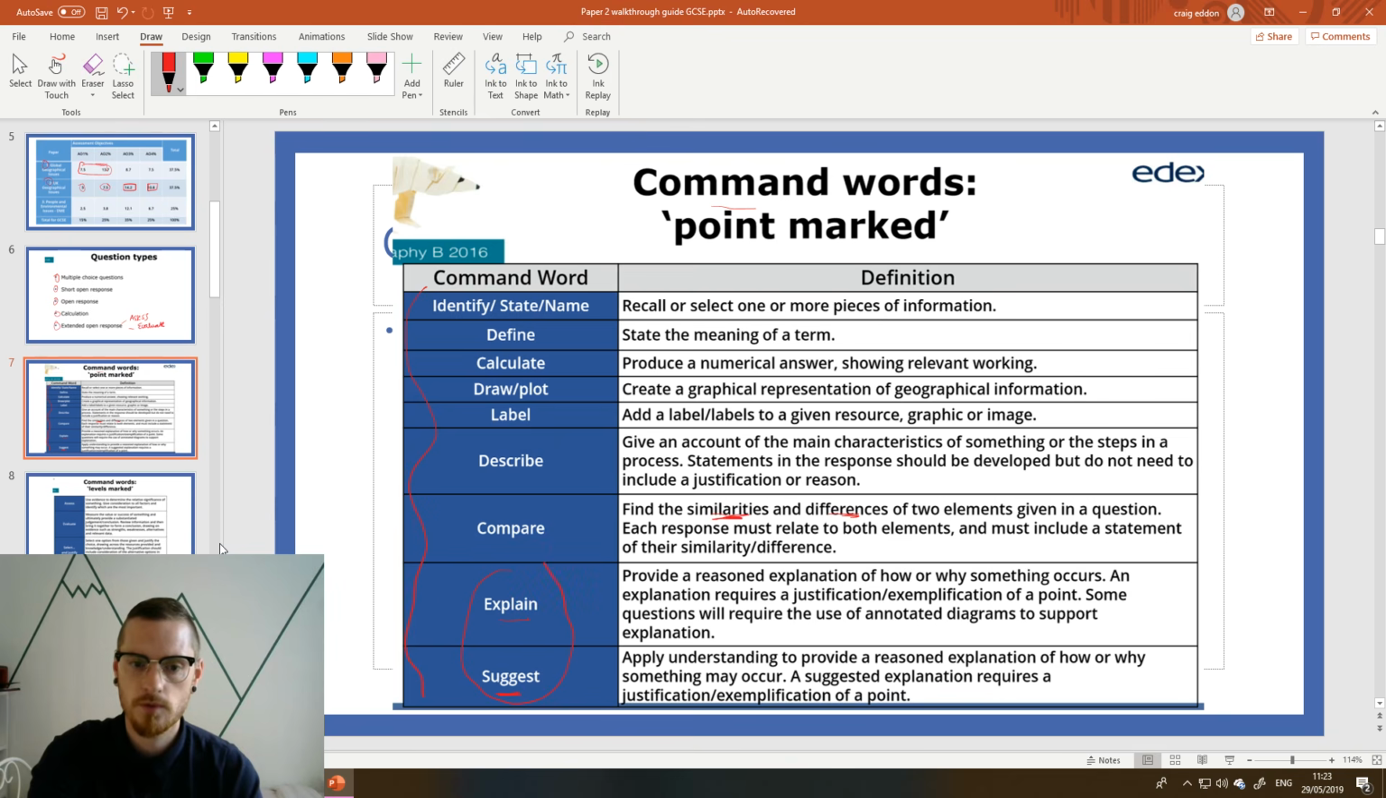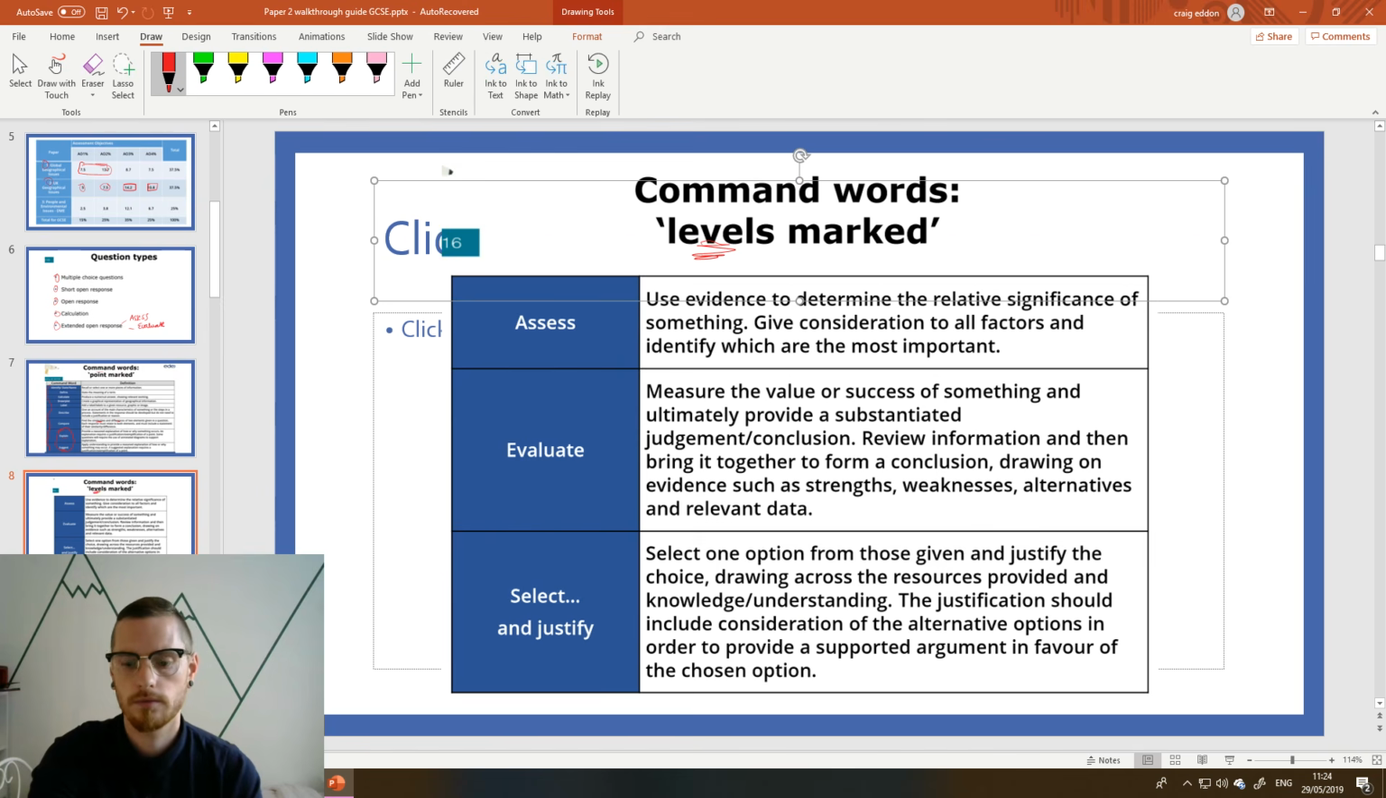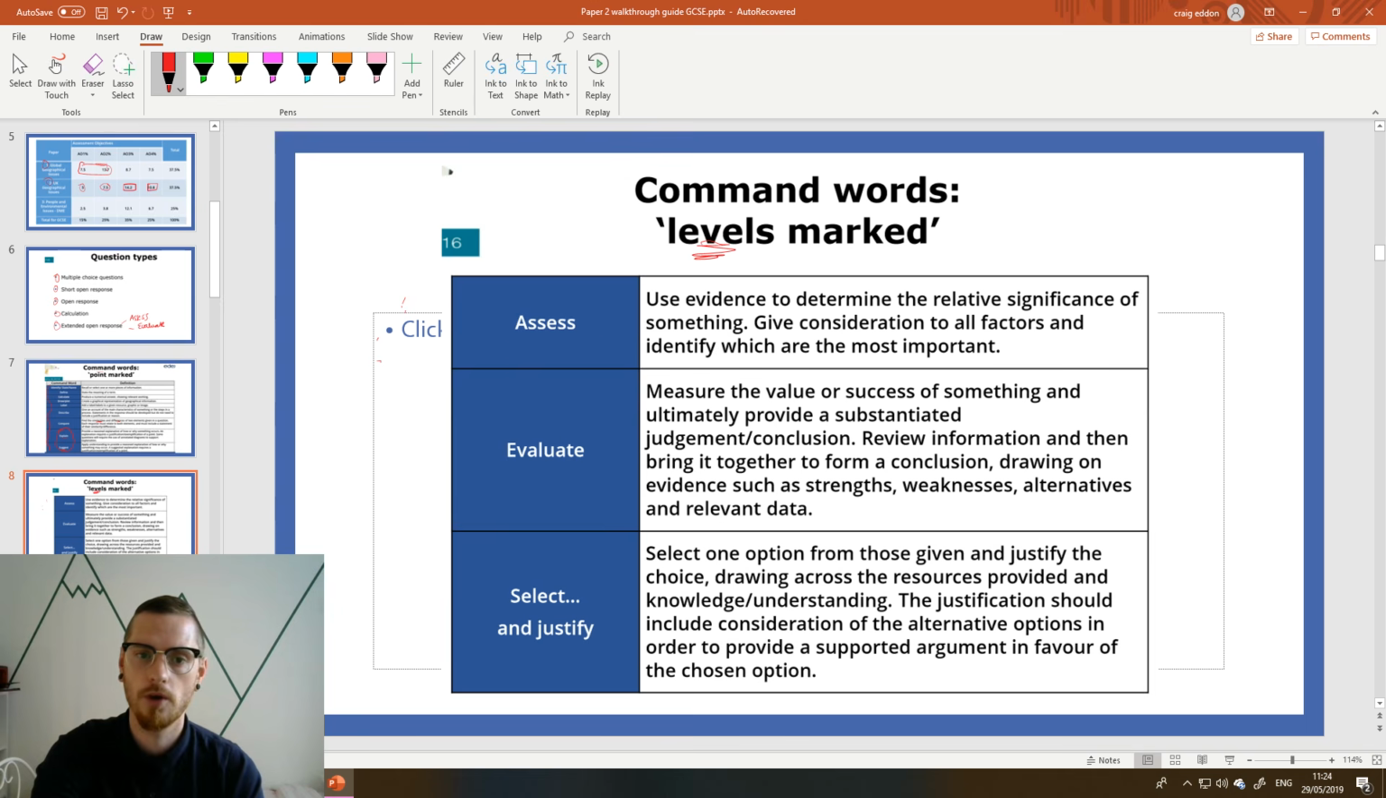We'll talk about the difference between explain and suggest again. And if we go into our level marked, that didn't work. So let's go into our level marked command words. We've got assess and evaluate, which I will go back through briefly. Remember, more detail in paper 1 that you can jump back to. And there's no select and justify. That's in paper 3 only.